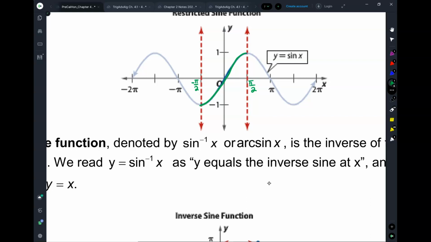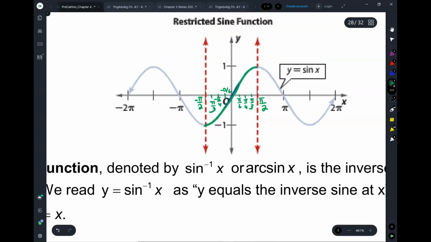Now let's see which angles we took with us when we did this. So we have 0, and then moving to the right, I have pi over 6, pi over 4, pi over 3, and then you've got pi over 2. And then on the opposite side, I've got negative pi over 6, negative pi over 4, negative pi over 3.